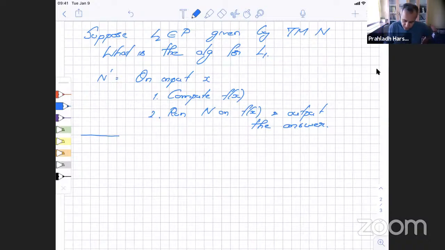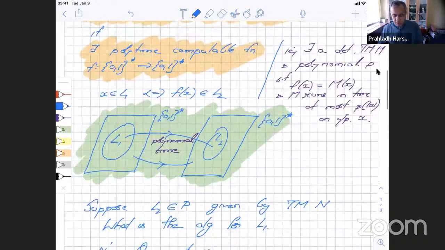Okay. And now, last time, this notion of reduction tells you, in particular, if I have a reduction from L1 to L2, that means L2 is at least as hard as L1, because once I solve L2, I can solve L1. That's what this tells you.